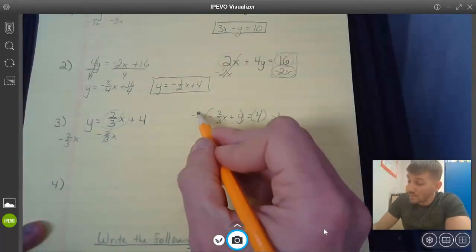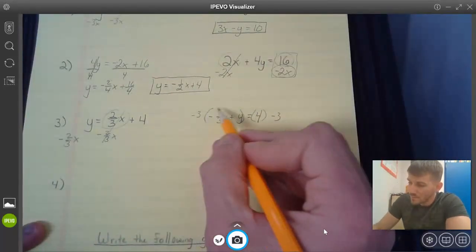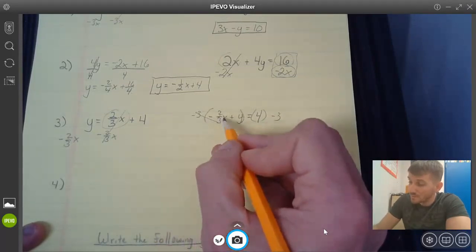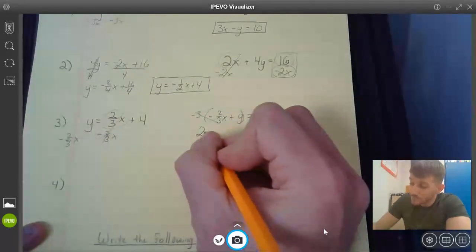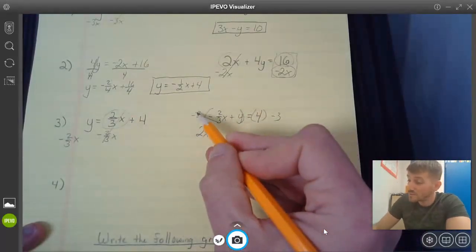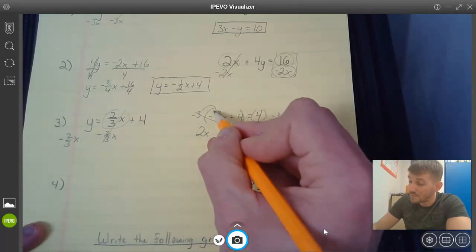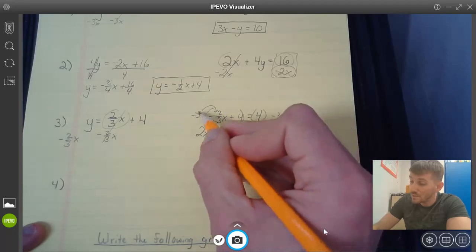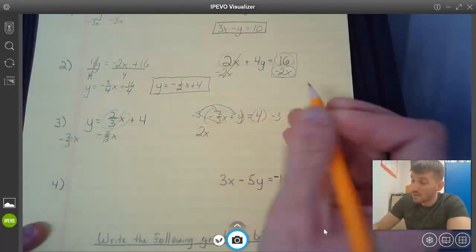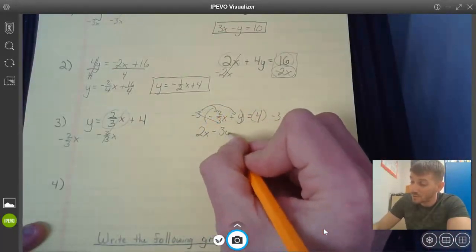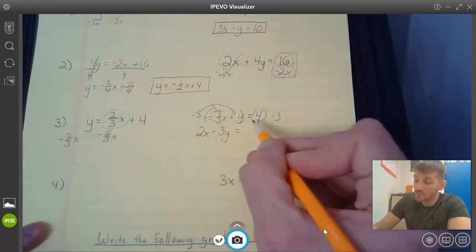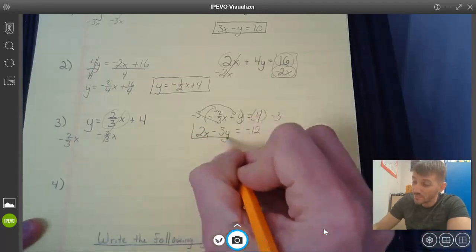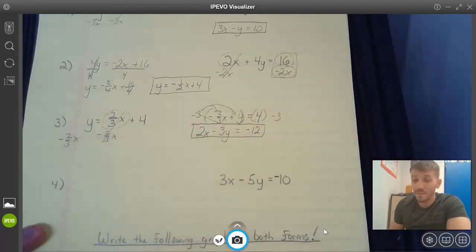So when I multiply this, the negative 3's will cancel out, and I'm left with 2x. We distributed the negative 3. That got rid of that, and we're down with just 2x. But negative 3 also multiplies by the y. So that's going to be minus 3y equals 4 times negative 3, which is negative 12. And that would be your answer.